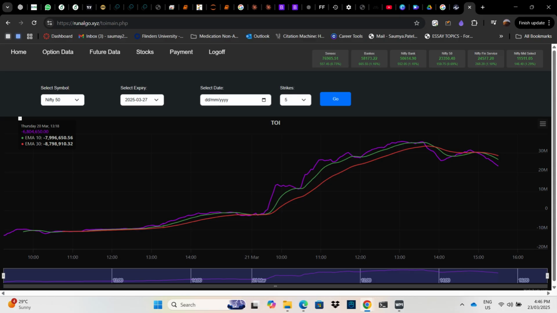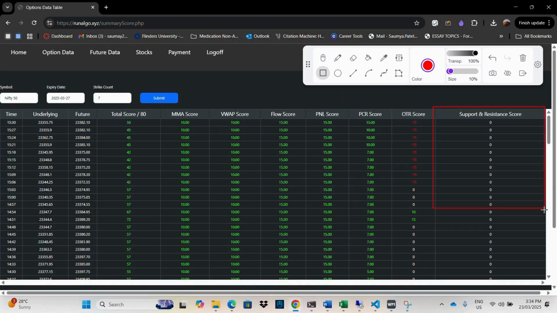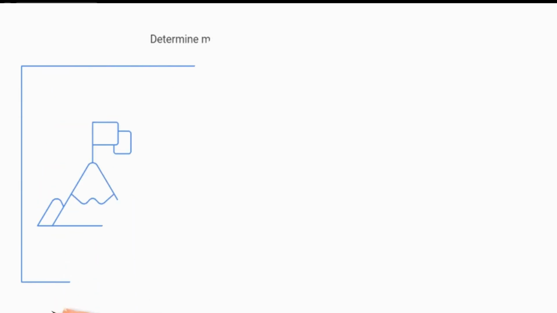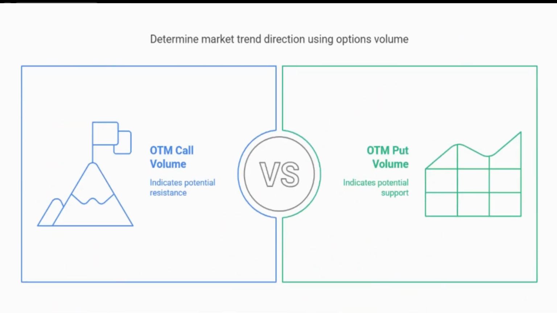asset. Gotcha. So by looking at the difference between put and call open interest, and then using EMAs to smooth out the data, you're getting a sense of that prevailing sentiment among option traders. Precisely. And finally, the last column, the support and resistance score. This one is all about volume in the option chain. The strike with the highest volume for OTM (out of the money) call options is seen as a strong resistance level. And similarly, the highest volume OTM put strike is seen as support.